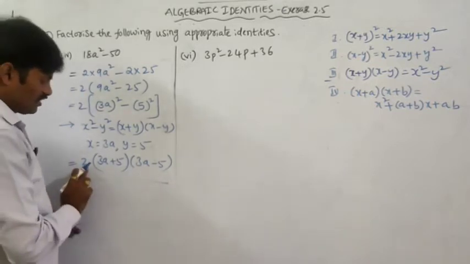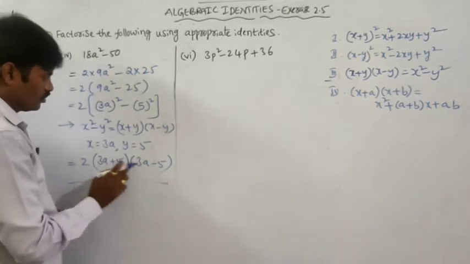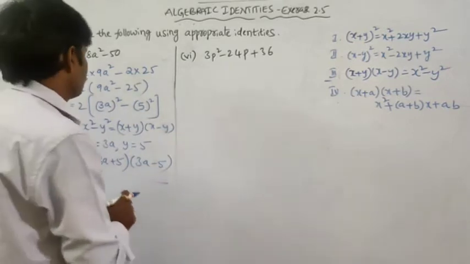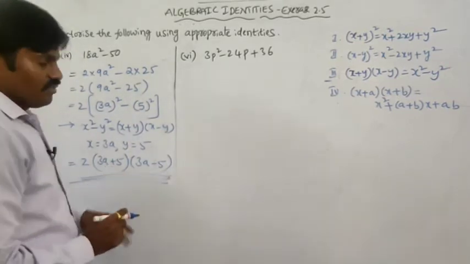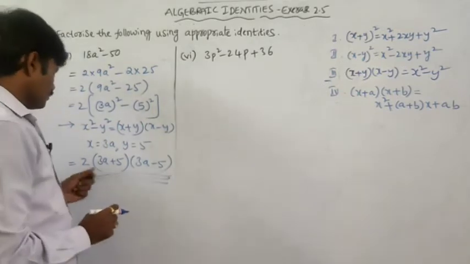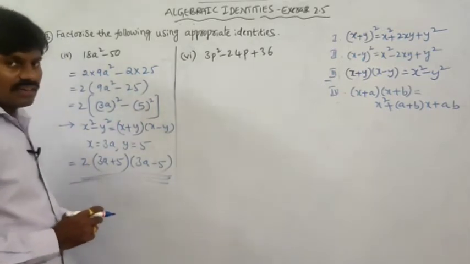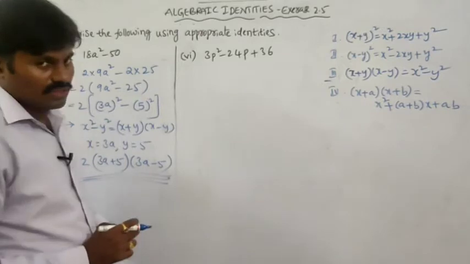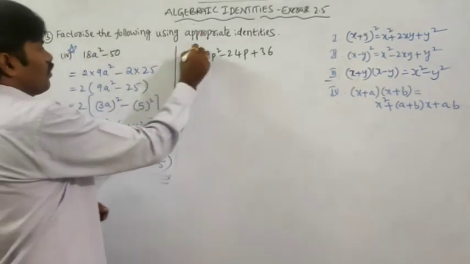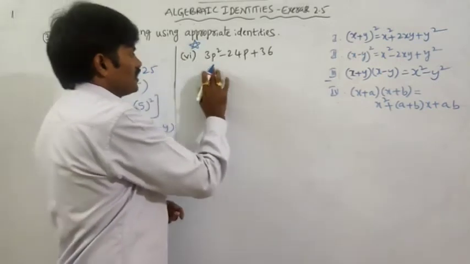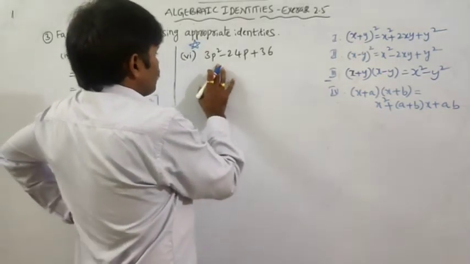So how many factors have we got here? 1, 2, including 2, 3. So 2 factors we got here, with numerical factor 2 making 3 in all. Okay. So like this you have to factorize. These are the most selected model problems.